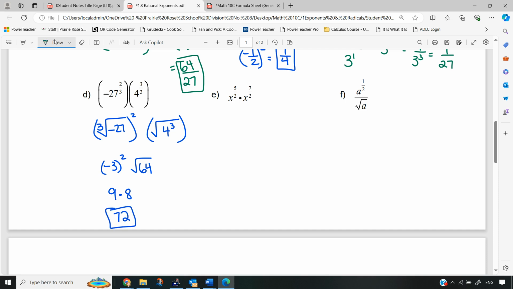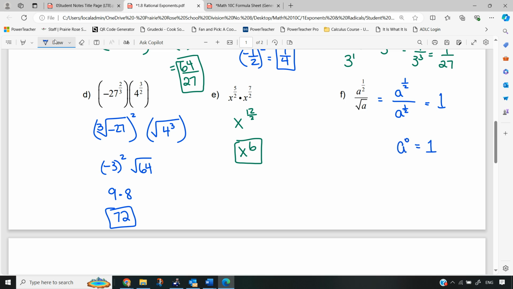For E, I have two powers with the same base, so I can combine using exponent laws. So 5 over 2 plus 7 over 2 is going to be 12 over 2, and that leaves me with x to the 6. Now for F, I have a to the 1/2 divided by root a. These are not written in the same form, so I either want to convert a to the 1/2 to a radical or root a to an exponent. In this case, I'm going to convert both to exponential form. So I'm going to leave the numerator as is, and in the denominator, root a is the same as a to the 1/2. So when I have a to the 1/2 divided by itself, that's going to leave me with 1. I could also look at this and say a to the 1/2 minus 1/2 is a to the 0, which is also 1.